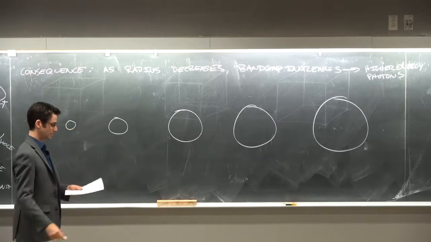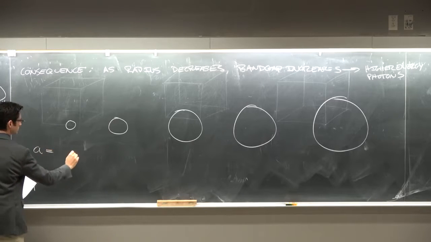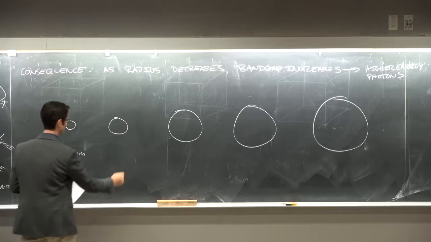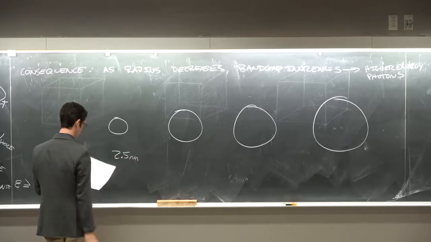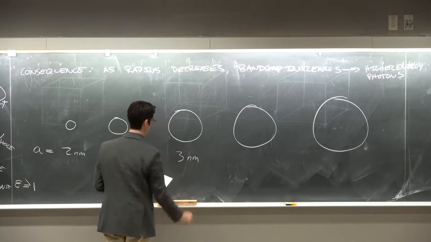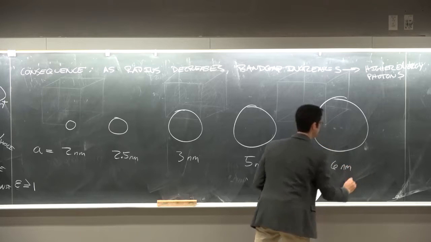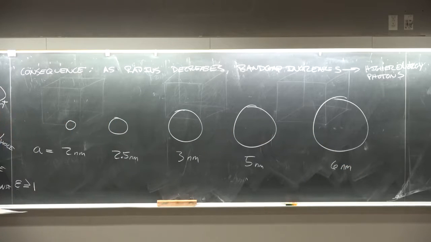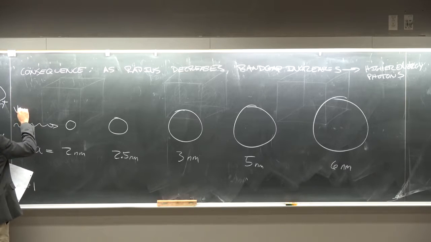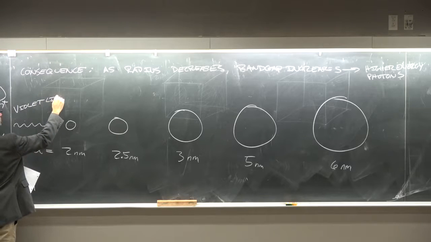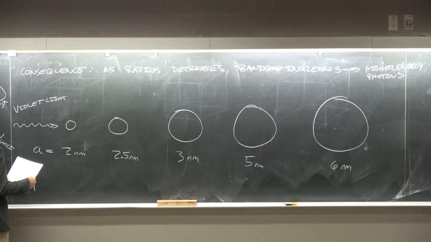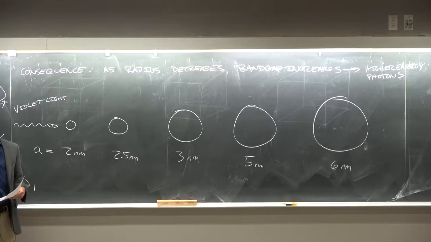Here are 5 quantum dots that have sizes 2 nanometers, 2.5 nanometers, 3 nanometers, 5 nanometers, and 6 nanometers. Not drawn to scale, obviously. Let's imagine that we are irradiating these quantum dots with violet light. And we'll use the Blu-ray wavelength, Blu-ray disc, which is actually violet ray.